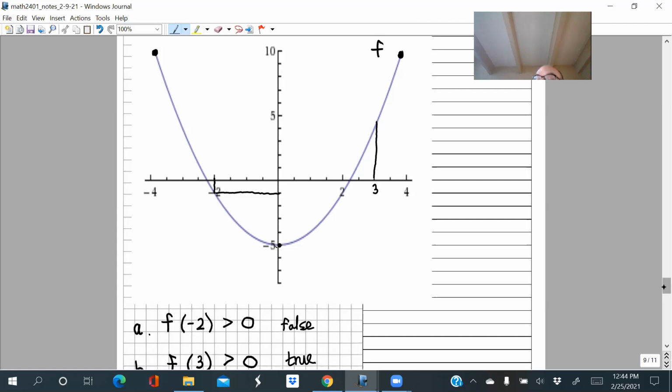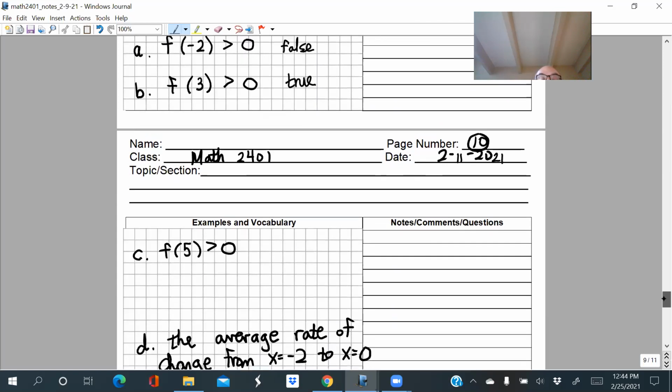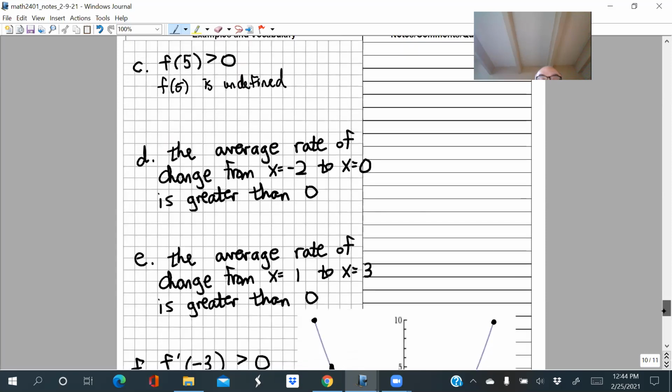Okay. So this was a trick question. F of 5 is undefined. I guess you could say false because undefined wouldn't be bigger than 0, right? But the really correct way to answer that is f of 5 is undefined. So this inequality doesn't make any sense. All right, now let's see about this one.